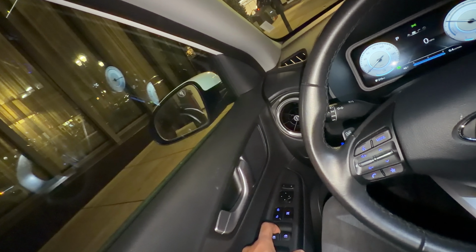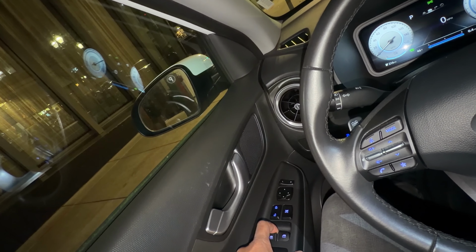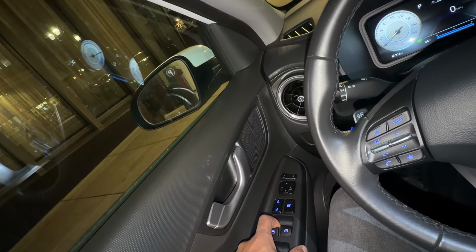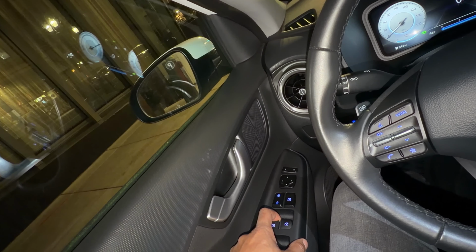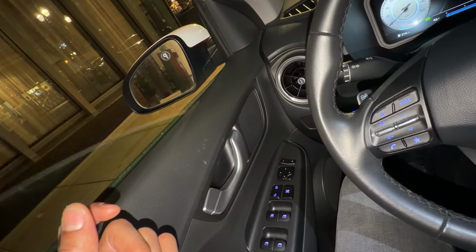Hold it for 10 seconds. 1, 2, 3, 4, 5, 6, 7, 8, 9, and 10, and release it. And then the window should be reset. So look, automatic reset like that.